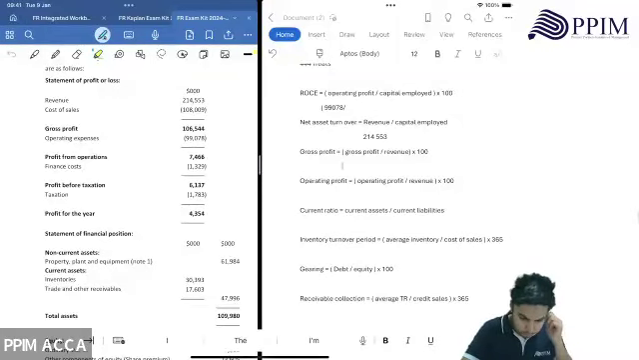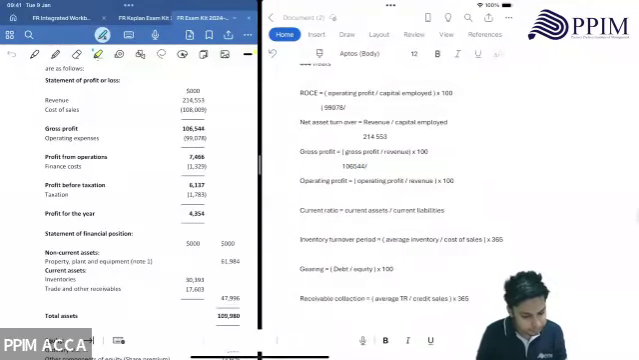Right, next one, guys, we have gross profit. Okay, so guys, the gross profit over here is 106,554 divided by revenue. What's the revenue? 214,553. Okay, into 100.